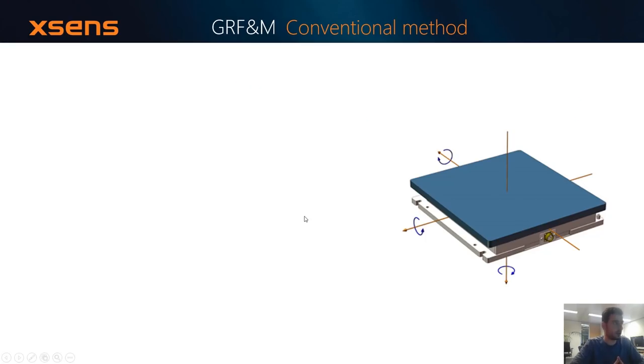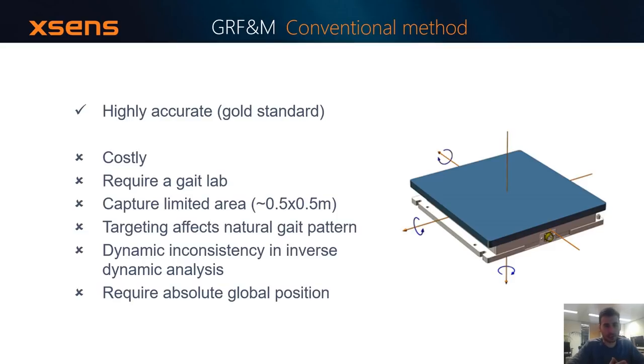So why force plates? Force plates are highly accurate, so they're considered the gold standard for assessment of ground reaction force and moments. However, they still have quite some disadvantages, which makes them quite expensive. They require a gait facility in order to operate, and they may also affect the gait pattern of a subject who is trying to record their gait.